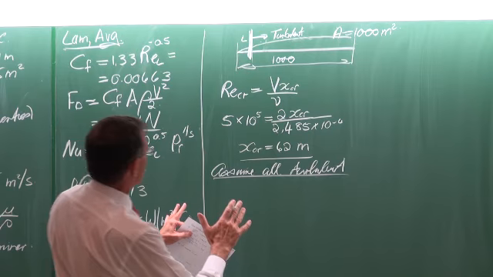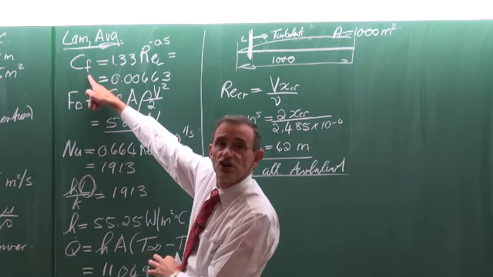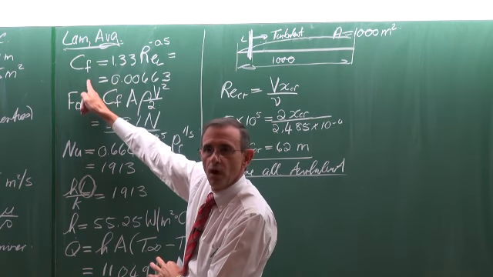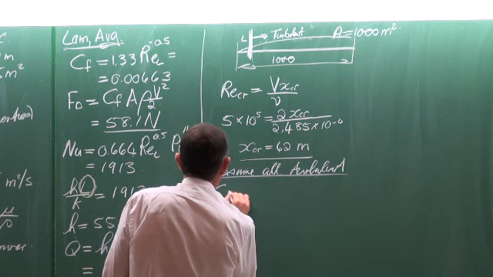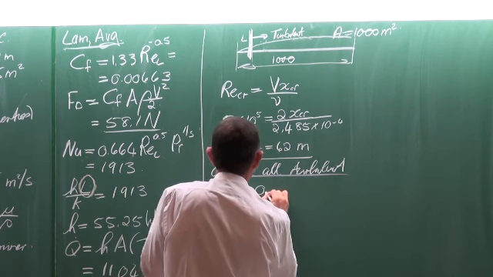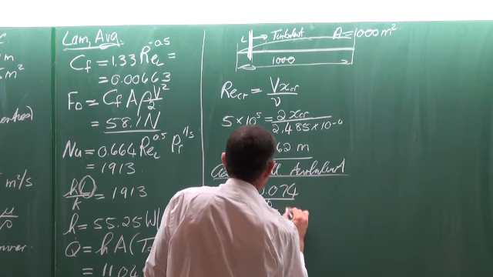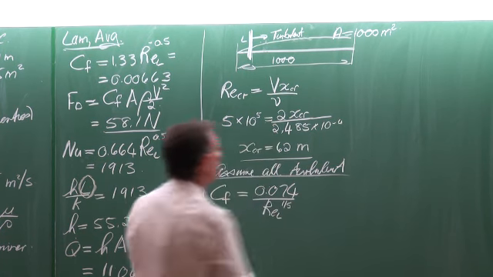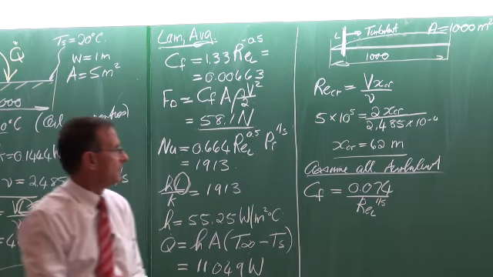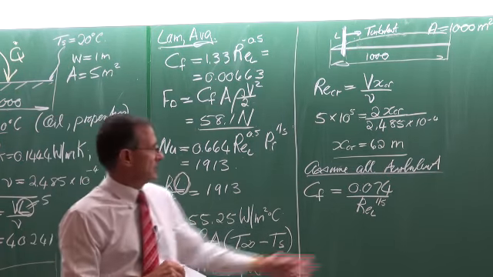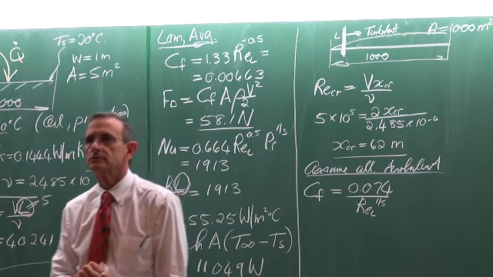Okay. So if we go to the turbulent case, then these equations are not the same. Previously this was for laminar flow, now we need it for turbulent flow. Again the average ones. And then for turbulent flow the equation looks like this, 0.074 divided by Reynolds number based on the length to the power of a fifth. Okay, so it's very easy now, isn't it? I mean 0.074 divided by 500,000. You happy?